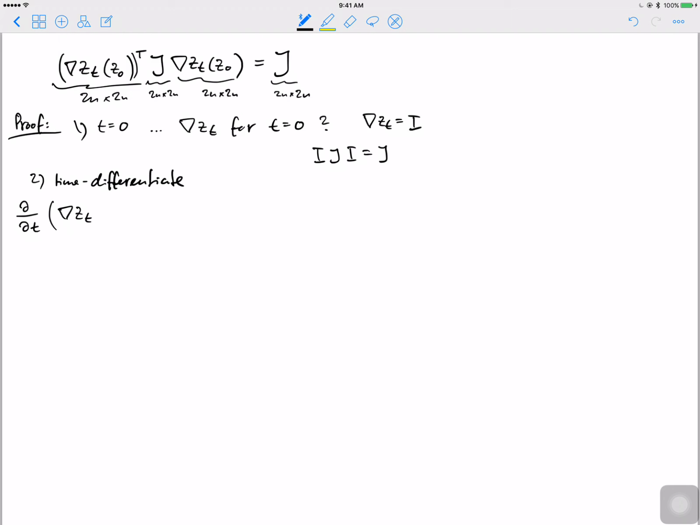So forgive me not writing there, and I will not even write these parentheses. Forgive me for not writing there the z0s. We'll just know that the ZT always depends on them. The J does not. So I'm differentiating this expression.